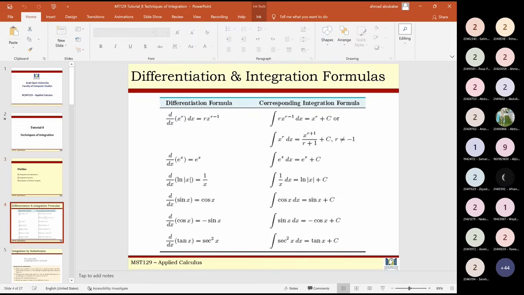Okay, these are the previous rules for integration. If we have x to the power r, if we have e^x or e to the power ax, then cosine, sine, secant squared, all of these were already taken in the previous two lectures.